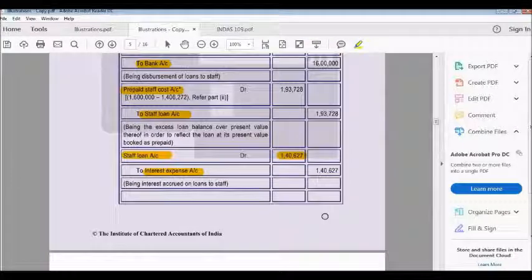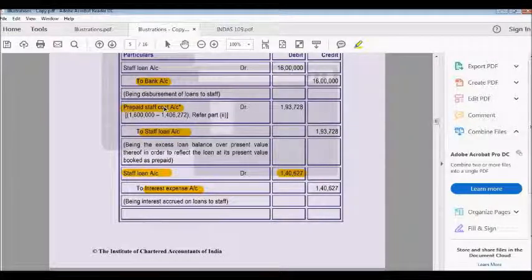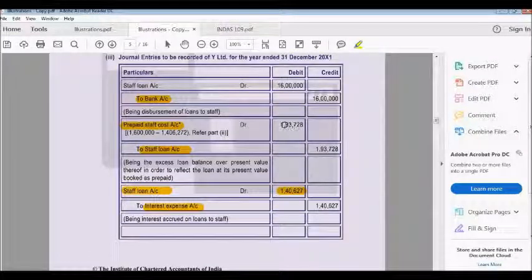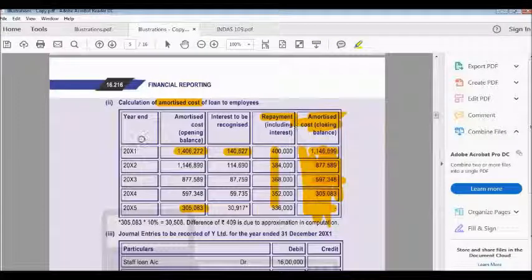And remember the prepaid staff cost to staff loan. So this is the difference between the 16 lakh and the initial recognition amount. So you will have to defer and amortize this amount over the period of the loan. So the loan is of 1, 2, 3, 4, 5 years.